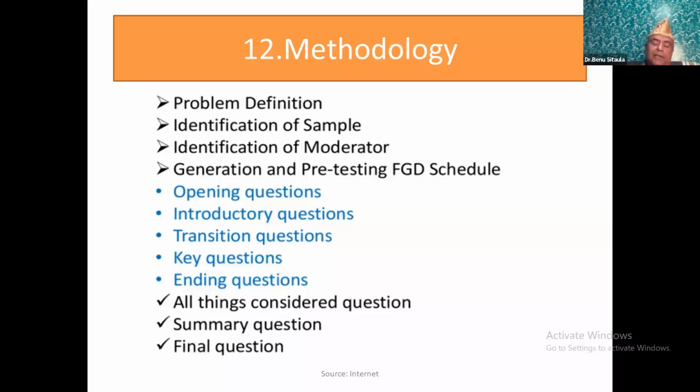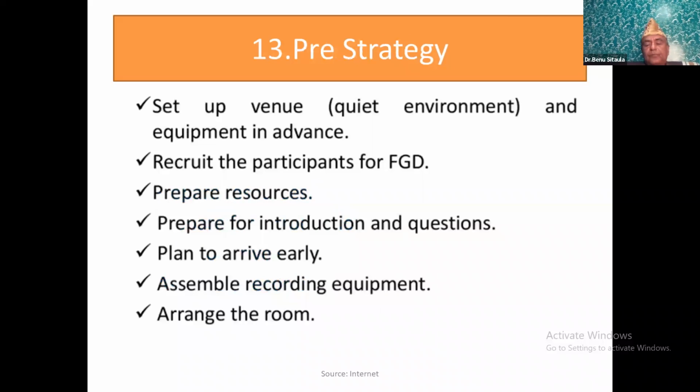That means the ideas that the researchers want to have from the group and the subject matter, these are all included in the questions earlier. And the summary questions and the final questions, these are the methodology that should be considered while having focus group discussion.